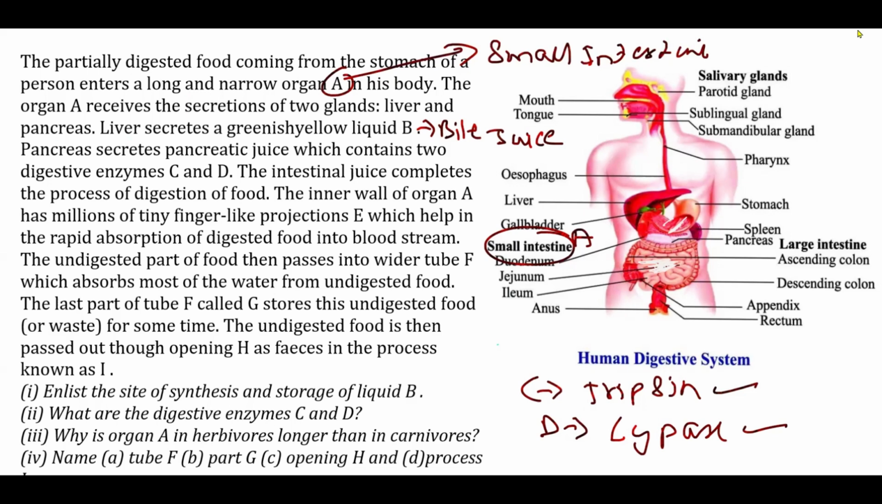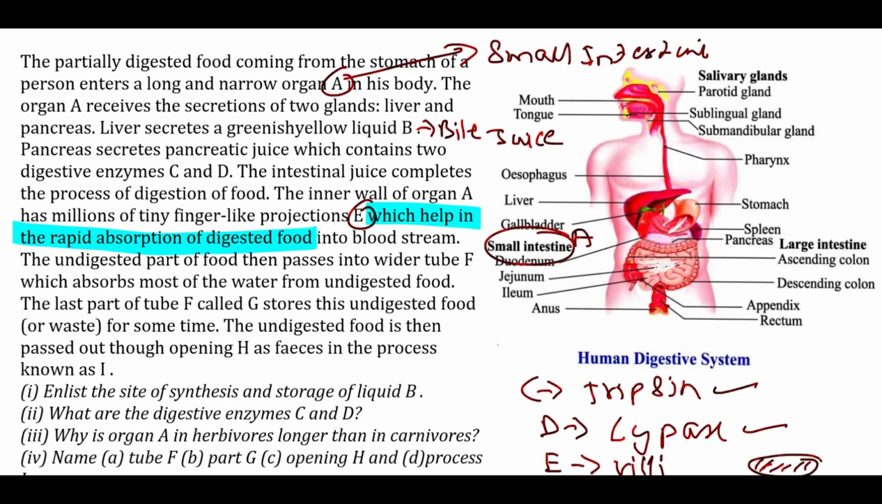Now, next, the inner walls of A, that is the small intestine, have millions of tiny finger-like projections, and these are called what? Villi, right? You should know that E is villi here, and you should know the function of E. Let me write it down. Villi increase the surface area of contact. These finger-like projections provide greater absorption of digested food, which helps in rapid absorption.